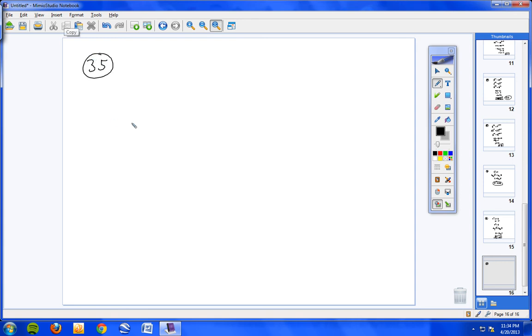Number 35. We have 10 to the 2x power plus 3 equals 8. All right, now we have one exponent with an unknown, so we use the steps to the left. Step 1 says isolate the base and the exponent, so we're going to subtract 3 from both sides. You guys know how to do this by now. So we subtract 3 from both sides. 10 to the 2x equals 5.